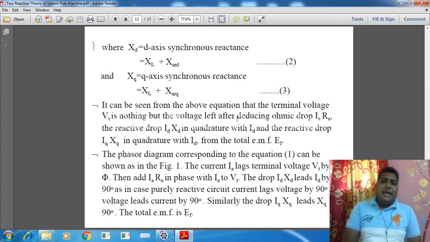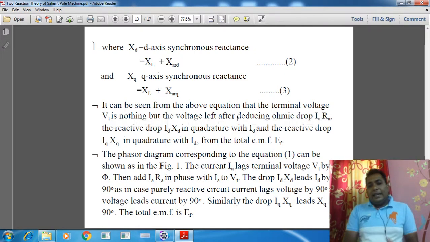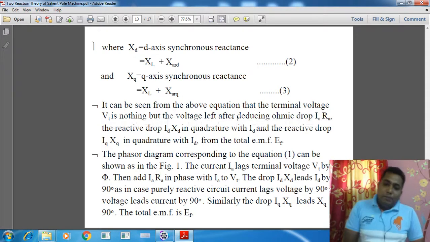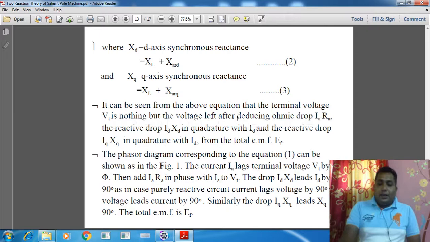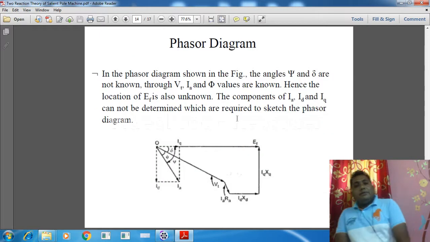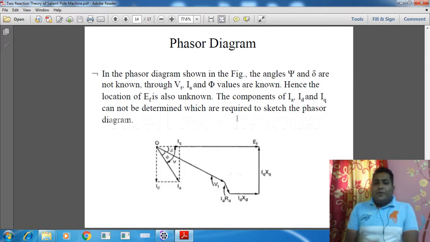The phasor diagram corresponding to the equation can be shown in figure 1. The current I lags terminal voltage Vt by phi. Then add IaRa in phase with Ia to Vt. The drop Id Xd leads Id by 90 degrees, as it is a purely reactive circuit, where voltage leads current by 90 degrees. Let us come to the phasor diagrams. Now we will see how the phasor diagrams are drawn.